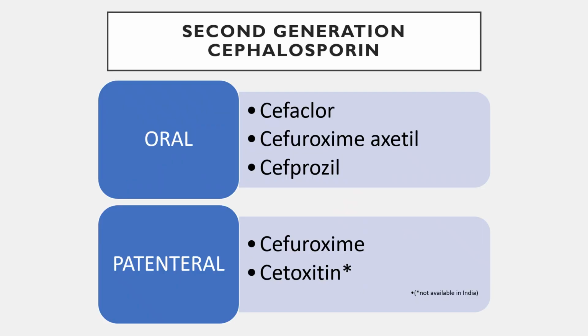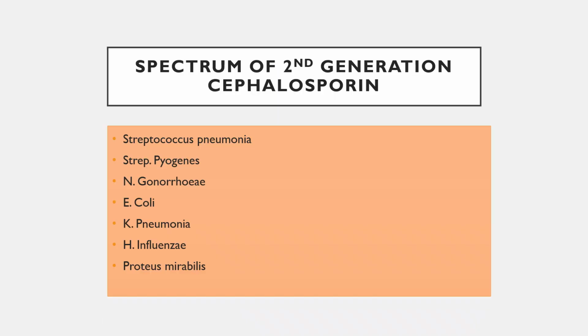Second generation cephalosporins include oral and parenteral preparations. Oral ones include cefaclor, cefuroxime, and cefprozil, and parenteral ones include cefuroxime, cefoxitin, and cefotetan; cefoxitin is not available in India. The spectrum of second generation cephalosporins includes Streptococcus pyogenes, Neisseria, E. coli, Klebsiella, H. influenzae, and Proteus.